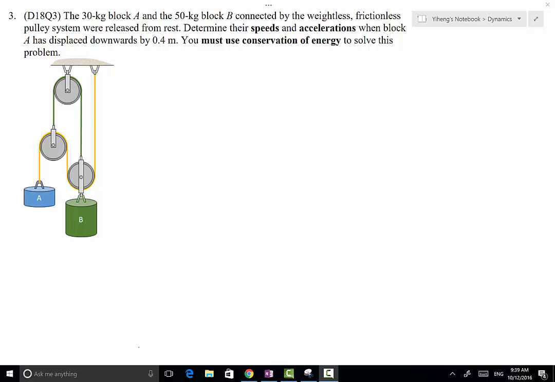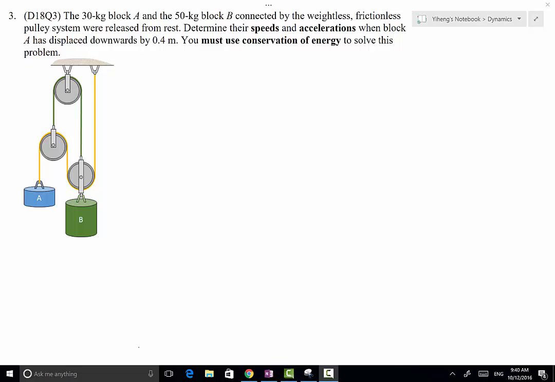We've seen this problem before, and we could use Newton's second law, set up the equations of motion to solve this problem. But since now we've learned the conservation of energy, and in this case, as you can tell, we have a weightless, frictionless pulley system. Therefore, during the motion of these two blocks, only weight forces are doing work, which is a conservative force. Therefore, we can apply the conservation of energy and solve this problem.